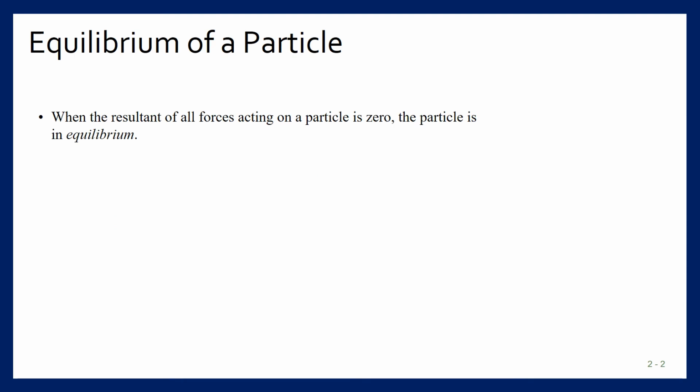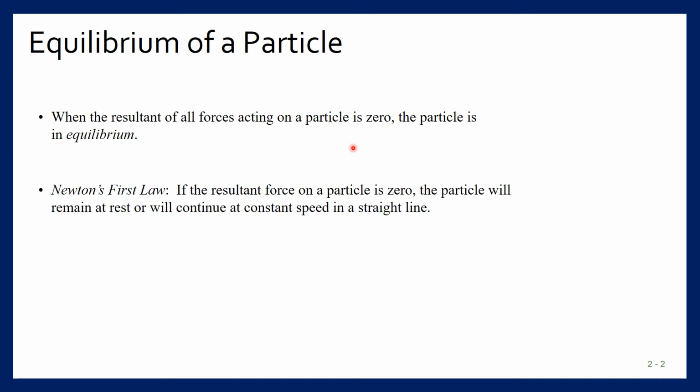When the resultant of all forces acting on a particle is zero, the particle is said to be in equilibrium. So when a particle is in equilibrium, that is, if the resultant force on a particle is zero, then according to Newton's first law, the particle will remain at rest or will continue at constant speed in a straight line.